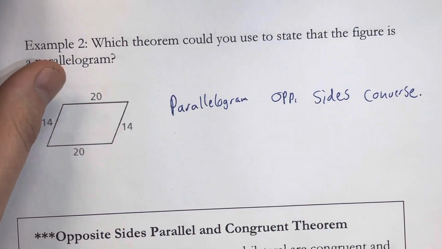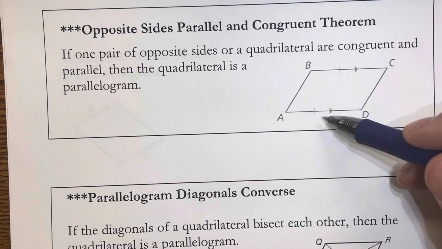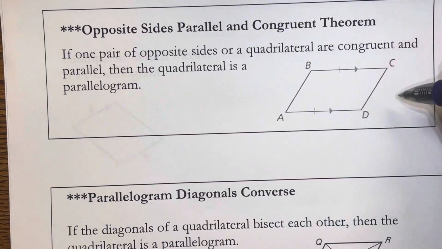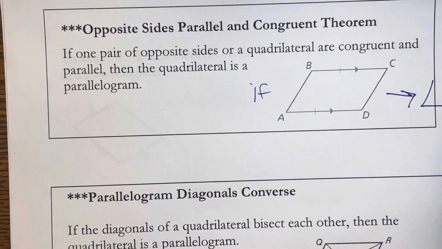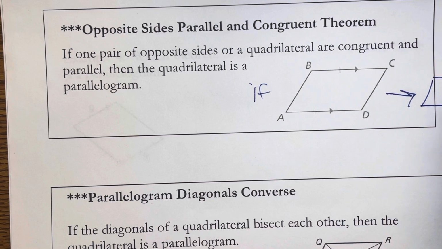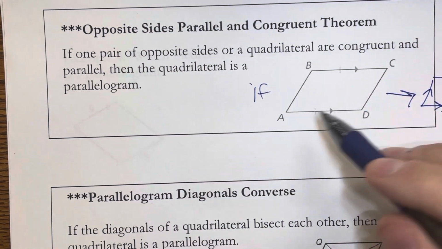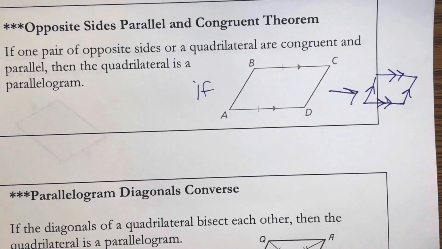All right, a couple more ways we can show that the figure is a parallelogram. If one pair of opposite sides is both congruent and parallel, then I can state that it is a parallelogram. And once we know it's a parallelogram, we know more information. I would know these sides are congruent, I would know the opposite angles are congruent, and I would also know the diagonals bisect each other.